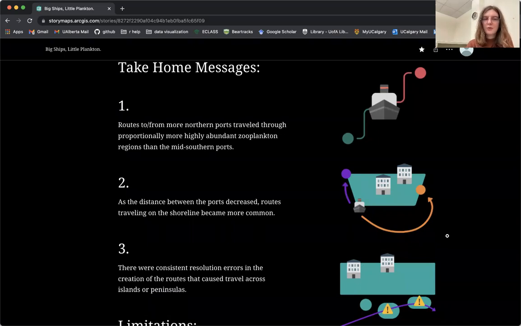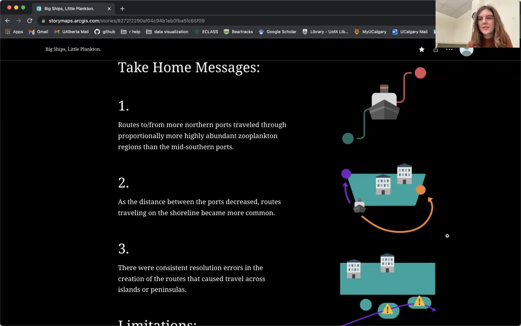The first is that routes to or from more northern ports traveled through proportionally more highly abundant zooplankton regions than the mid to southern ports. So it seemed that if you were moving to northern ports like Halifax, you would end up having to go through a lot more highly abundant zooplankton regions than if you were moving to more southern routes like Norfolk or Baltimore.